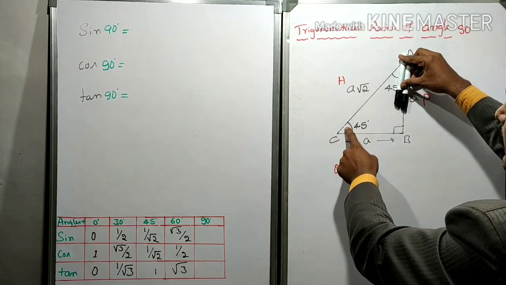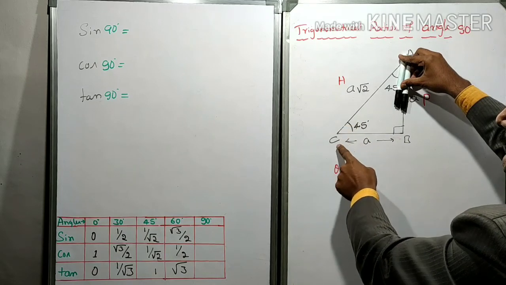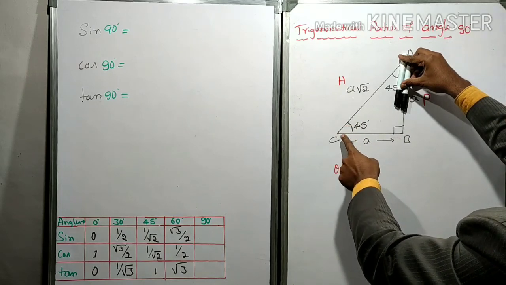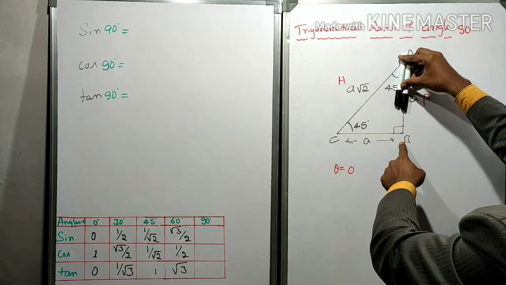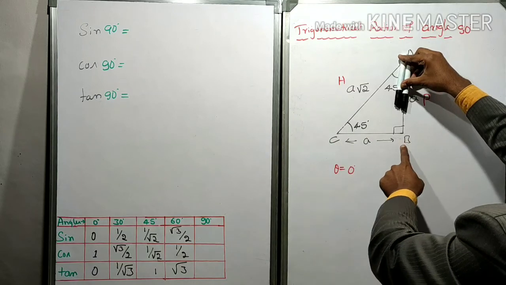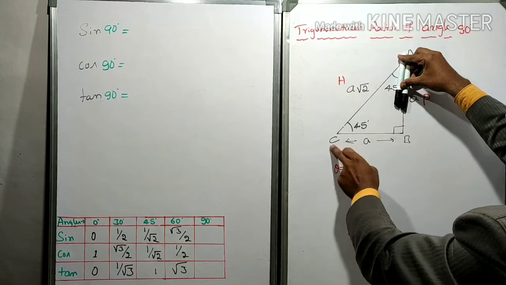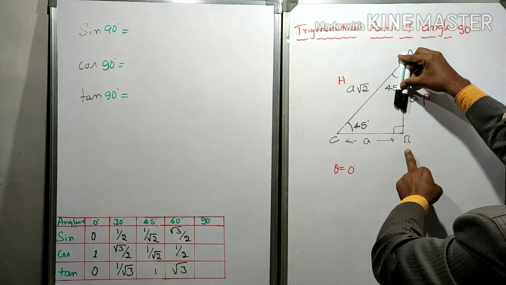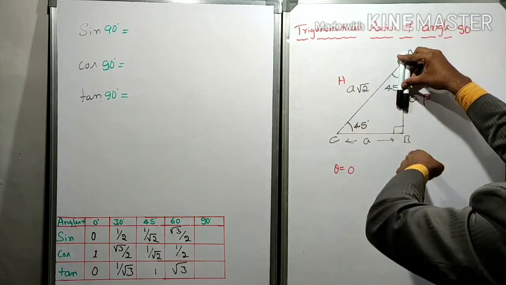This acute angle point, this C point, is the acute angle C point. This point coincides with B point, meaning C point coincides with B point. The BC length became 0. AC length is equal to AB length.